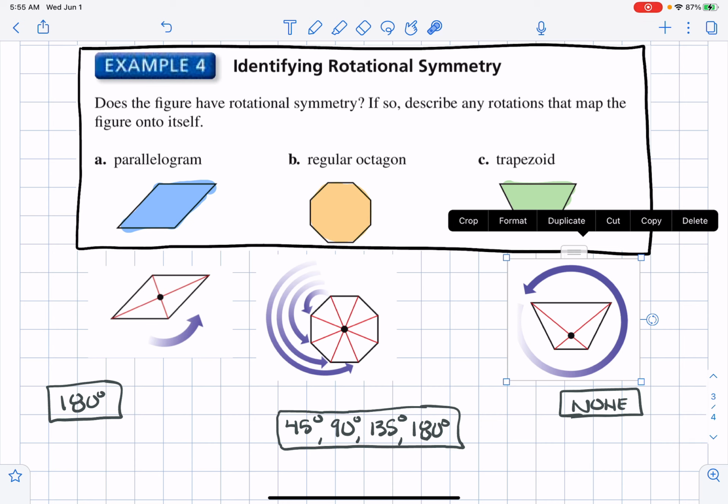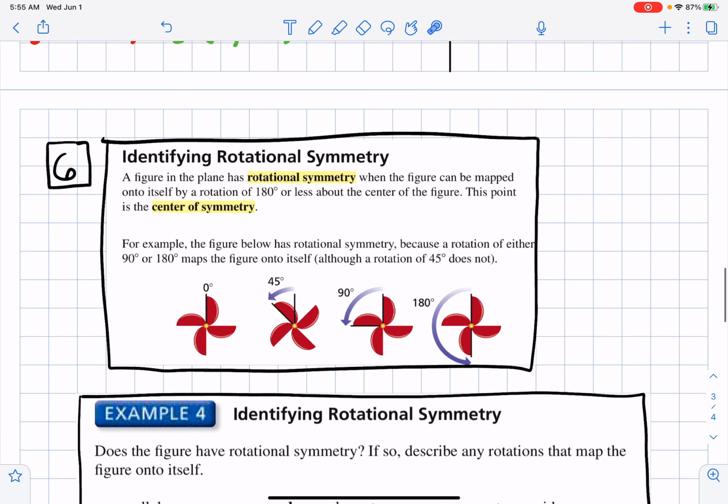So there's a couple of examples of how you might see this stuff. Okay, that's box 6 and everything you need for this lesson.